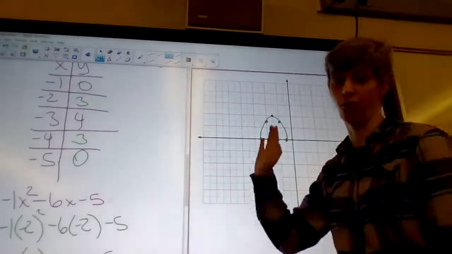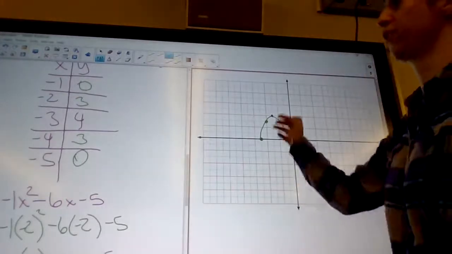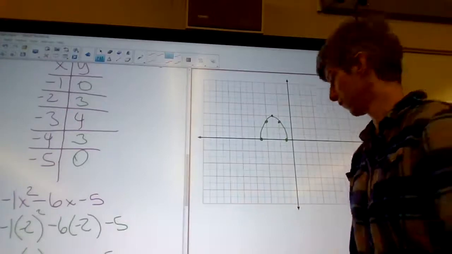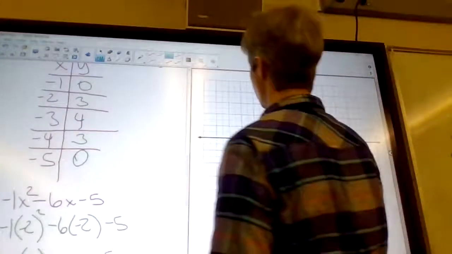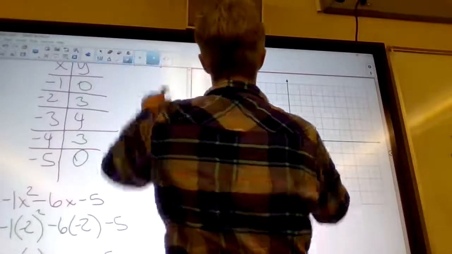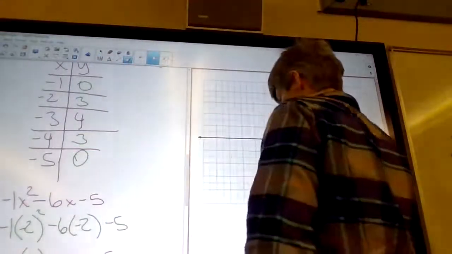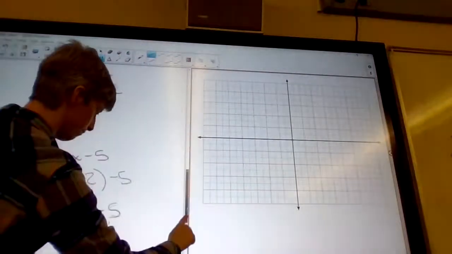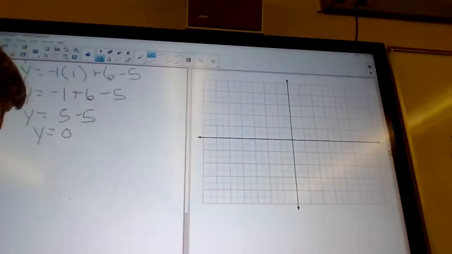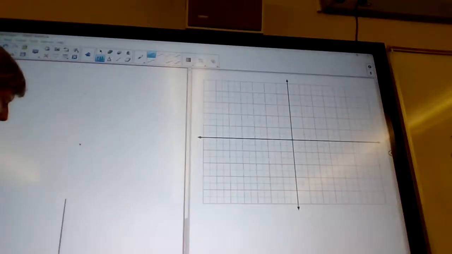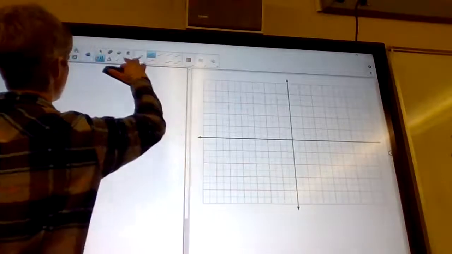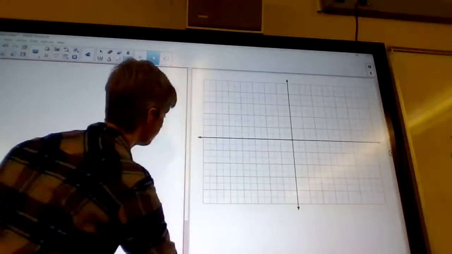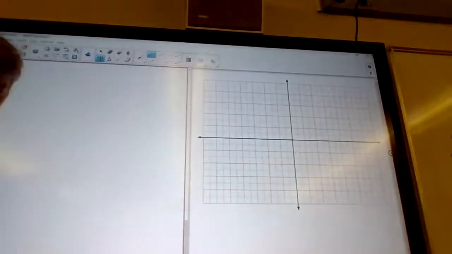This is a lot of work. But each time you have to go through the exact same process. Okay, let's try another one because this is a lot of work. Okay, next problem.